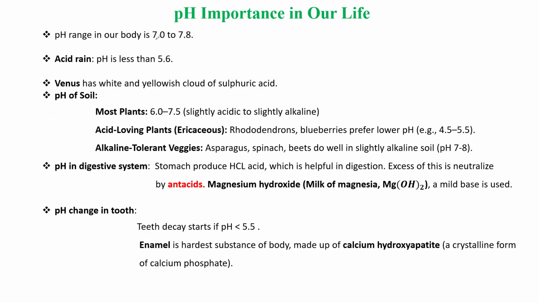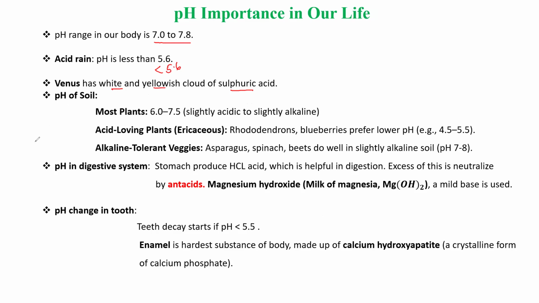So normally the pH of the human body is 7 to 7.8. In the case of acid rain, sometimes you may have heard about acidic rain, that means the pH value is less than 5.6. So that is acidic in nature. If you have heard about the planet Venus, where life is not possible, it has white and yellowish clouds of sulfuric acid. So that environment is what? Acidic. So its pH value will be less than 7.